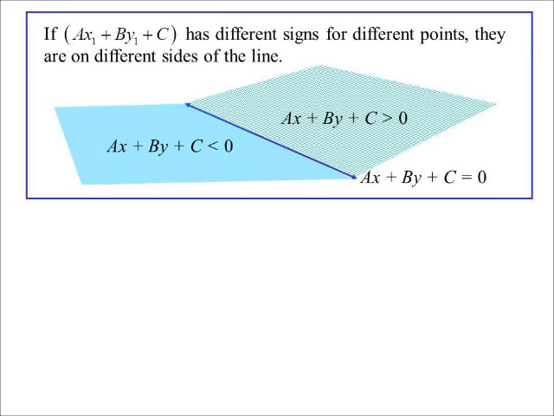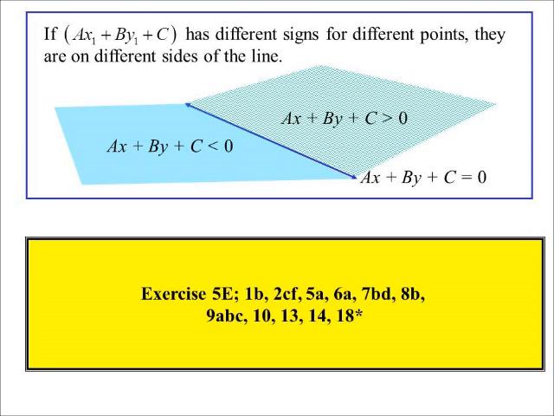So I guess that's also a way of telling whether points are on the same side of a line or on opposite sides of the line. We can substitute the point into the equation in general form. If they both come up positive or both come up negative, we know they're on the same side of the line. If one's positive and one's negative, well, we know they're on opposite sides of the line. So that's another use for this perpendicular distance idea. Okay, let's have a go at 5e.